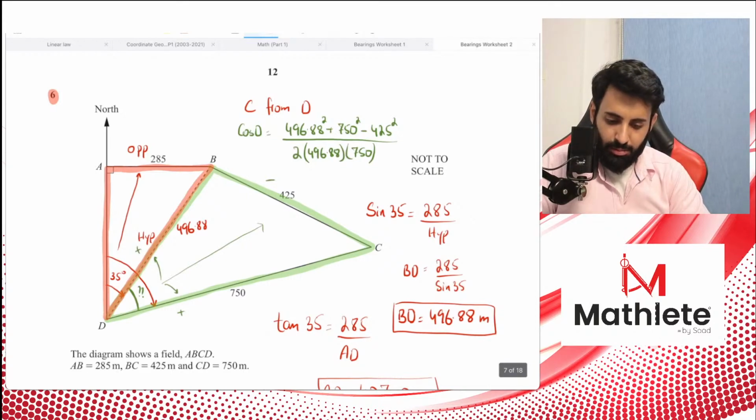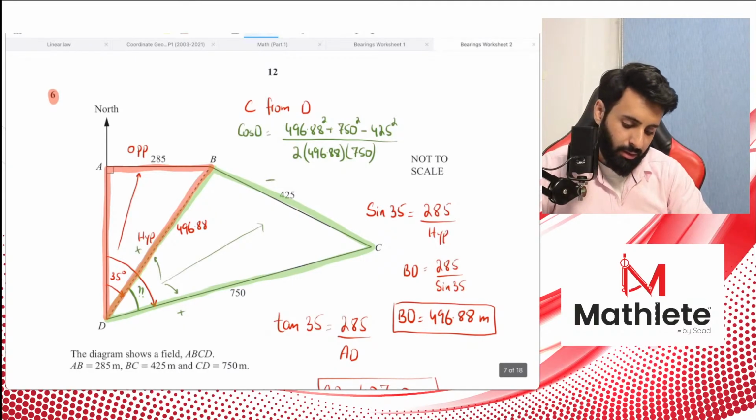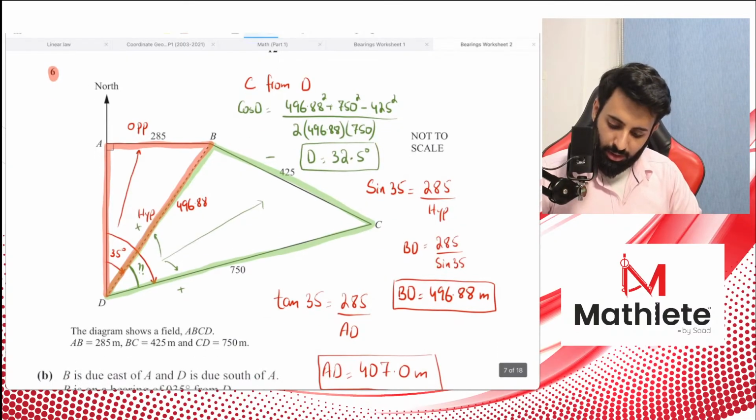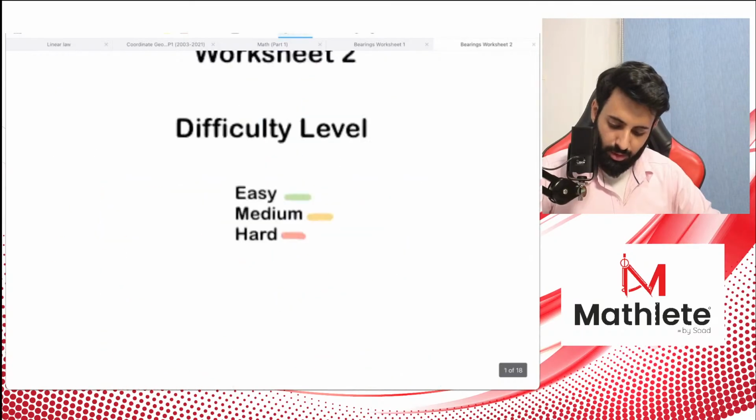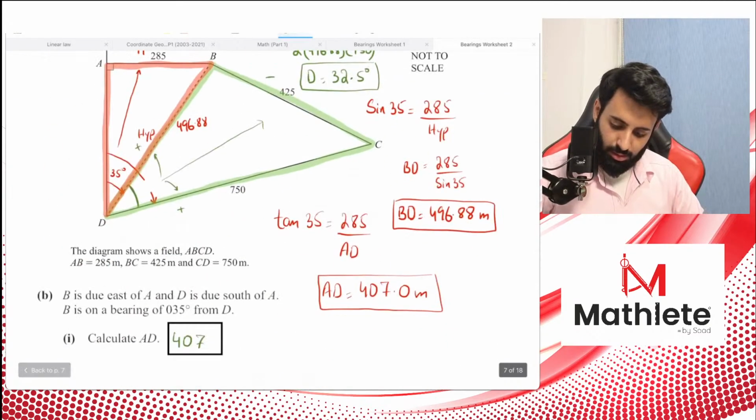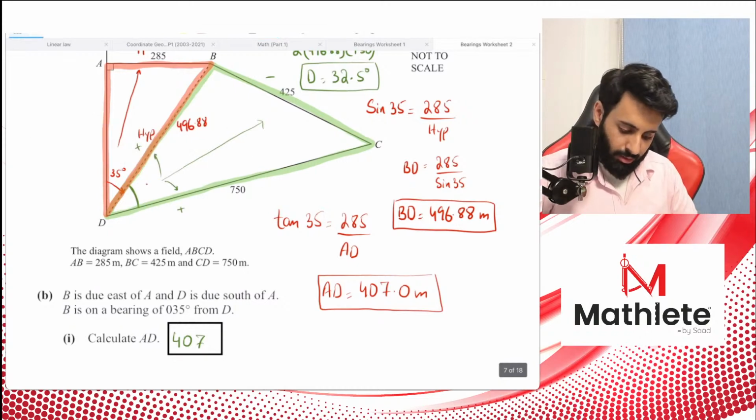So 496.88, close the bracket, open another bracket, 750. Okay, so I'm looking at some value, and if I take the cos inverse of that value, I get the angle D, which is 32.47. So we lock it at 32.5 degrees. Okay, now don't get carried away. This is not your final answer. Okay, but this is exactly what you need in order to get to the final answer. Okay, so I'm just going to erase this, and this, and also this. So now we have this angle, which is 32.5.